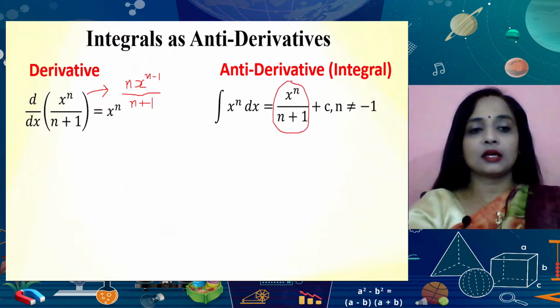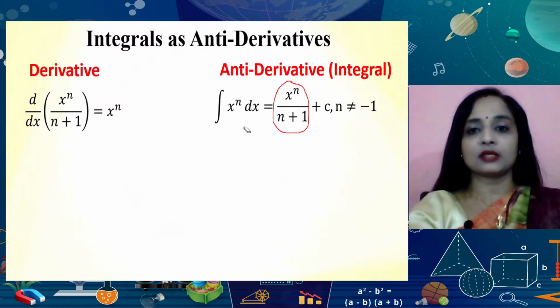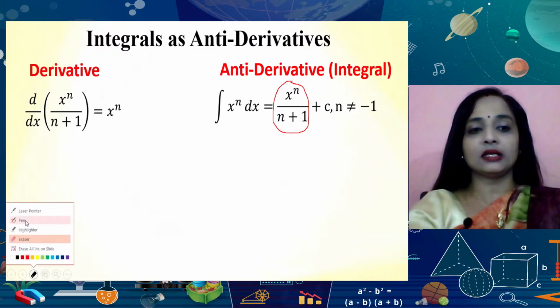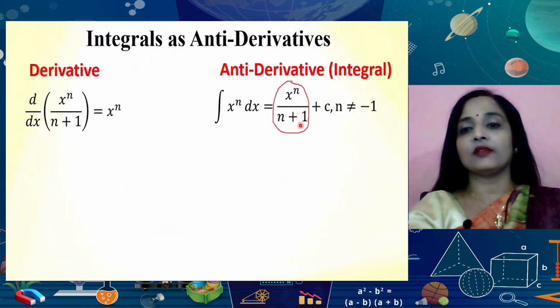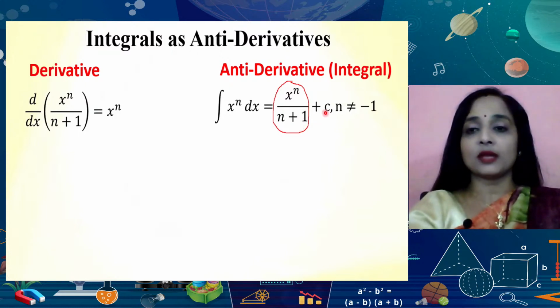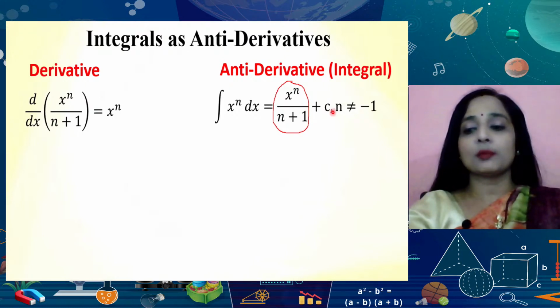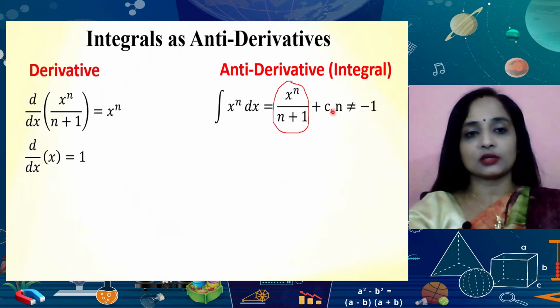Since you can see the derivative of x raised to power n plus 1 divided by n plus 1 is x raised to power n, we can say that the integral of x raised to power n is x raised to power n plus 1 divided by n plus 1 plus constant of integration. And this formula is not workable when n is equal to minus 1. Why so? We learn later in the same session.